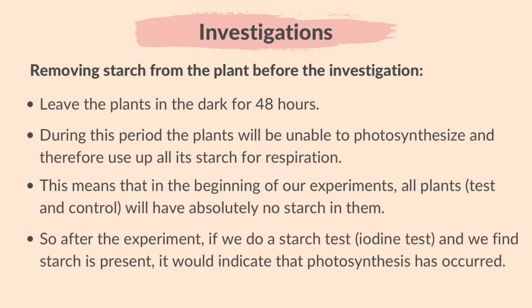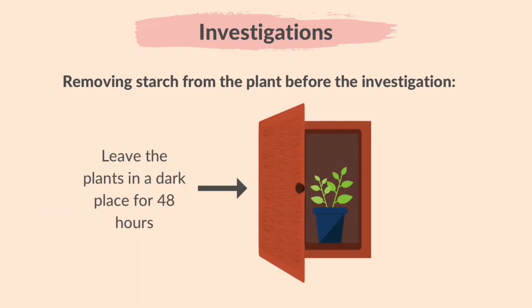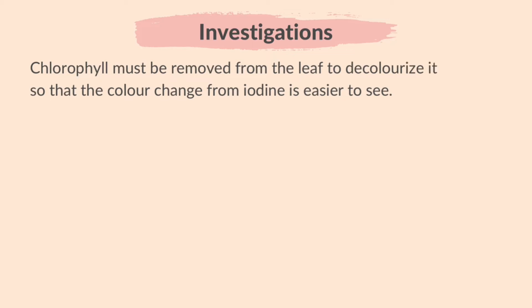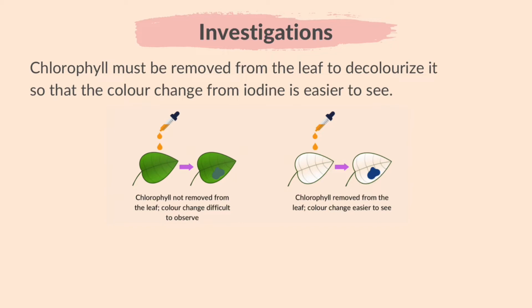So after the experiment, if we do a starch test with iodine and we find starch is present, it would indicate that photosynthesis has occurred. So as you can see, leaving the plants in a dark place will help remove all the starch from the plant. Next, we need to remove the chlorophyll to decolorize the leaf so that the color change from iodine is easier to see. As shown in the illustration, the color change is easier to determine when the chlorophyll is removed from the leaf.